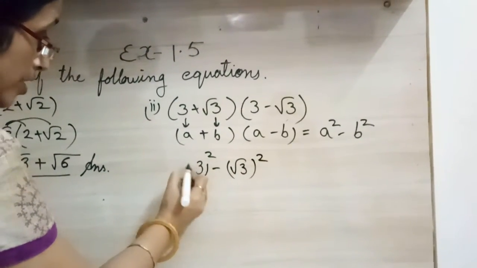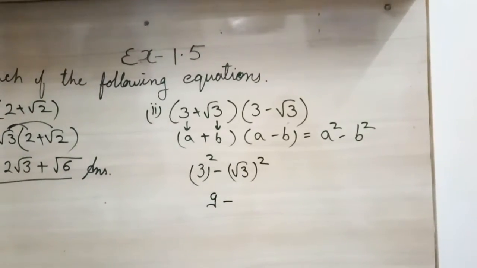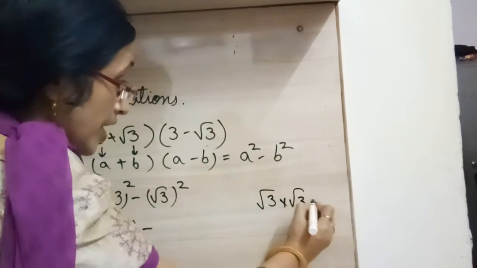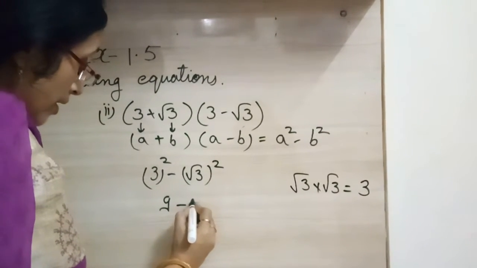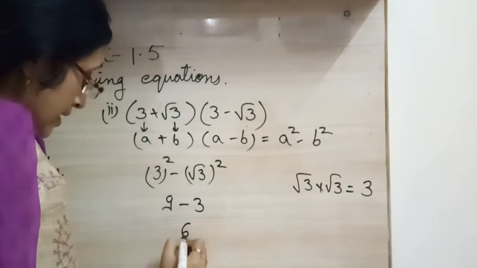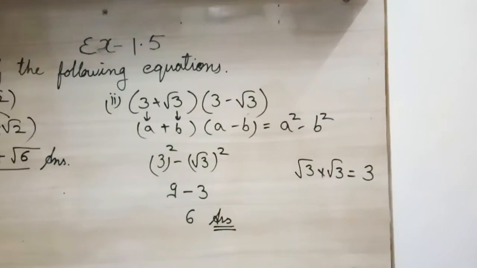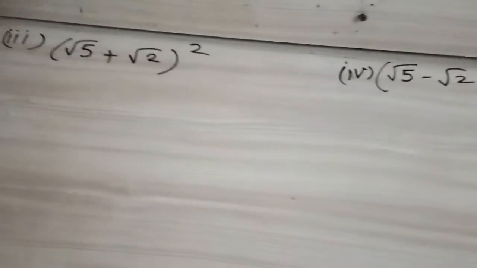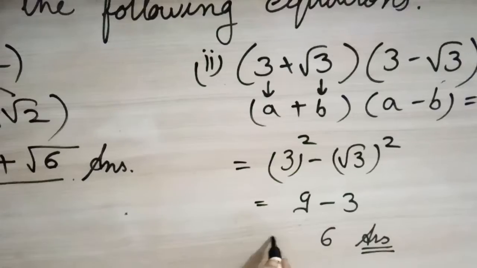So 3 square will become 9 minus root 3 square. When you multiply root 3 into root 3, it will be 3. So here it will come 3, and when we subtract, our answer is 6. What is our answer? Our answer is 6. Clear to everyone? Okay, so here we have done. Here you can put an equal sign. Here also, this is the identity we have used, so we will put equals to.